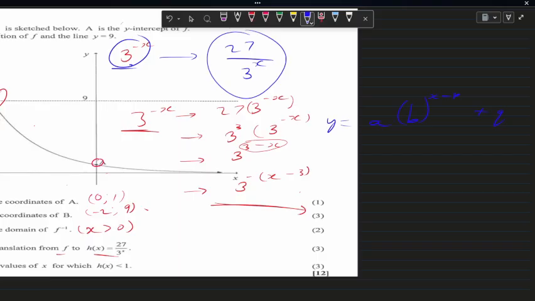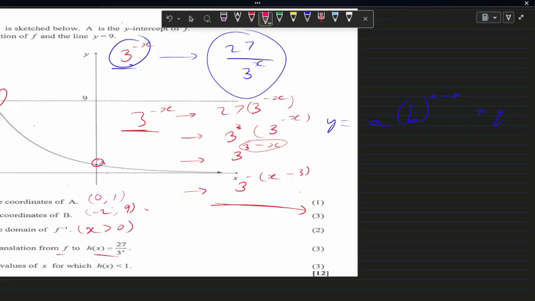Okay, so we can recall that this is the standard form of an exponential function. So we know that a and b determine the shape, and then p is the horizontal shift, and q is the vertical shift. We know that one.